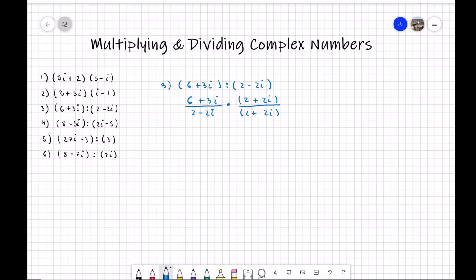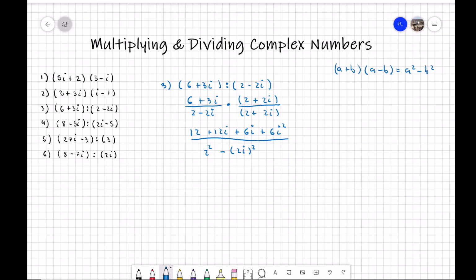So now if we multiply this, we end up with 12 plus 12i plus 6i plus 6i squared, right? And then at the bottom we end up with 2 squared minus 2i squared, right? Remember, because of the formula that I said before.